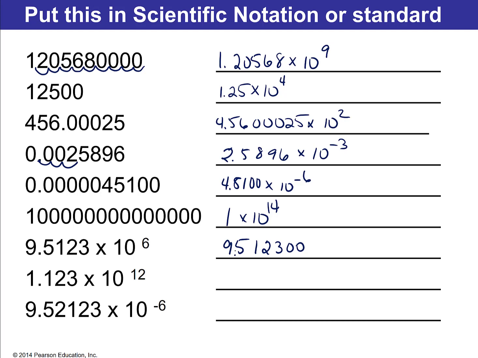So that's not a decimal place. Comma. 9,512,300. Ooh, 1.123 times 10 to the 12. 1,123,000,000. 1, 2, 3, 4, 5, 6, 7, 8, 9. Million, billion. That's trillion. 1 trillion. Yeah. So when you have billions of trillions, it's billions of trillions.